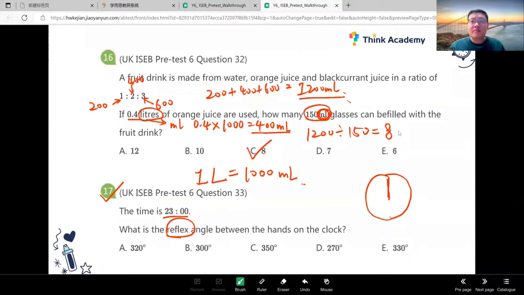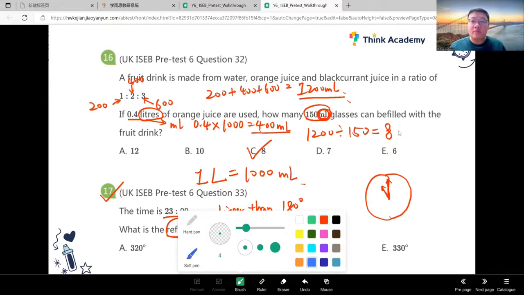So this is the minute hand, and this is the hour. The hands represent hours. So what does that reflex angle mean? The reflex angle means the angle which is bigger than 180 degrees. It's bigger than that. So that means it's going to be this angle, guys, this angle.